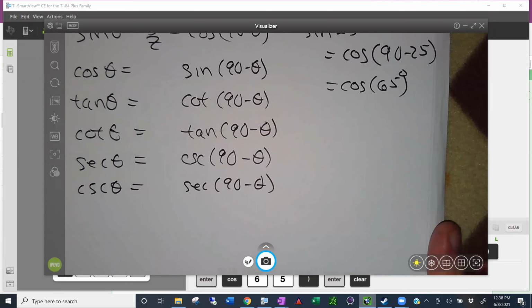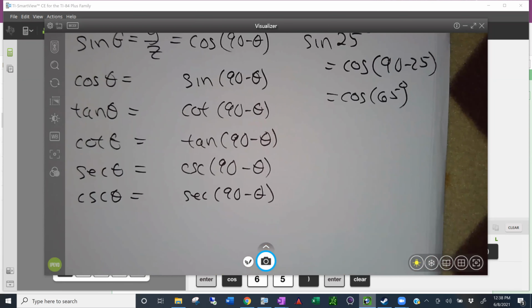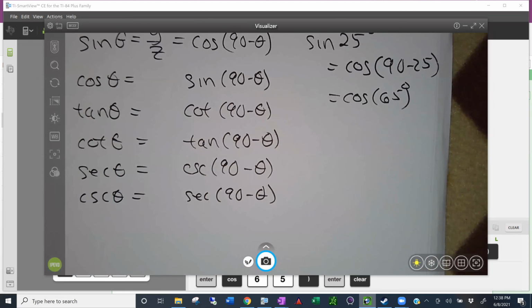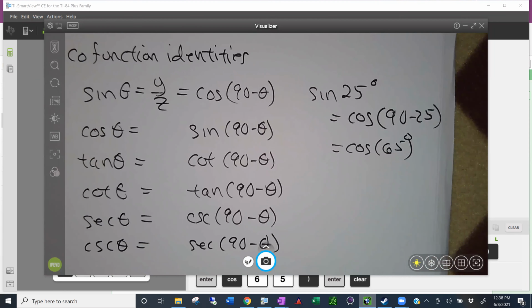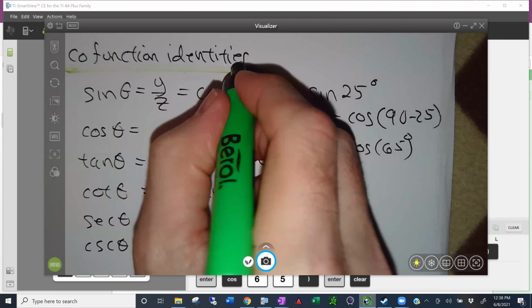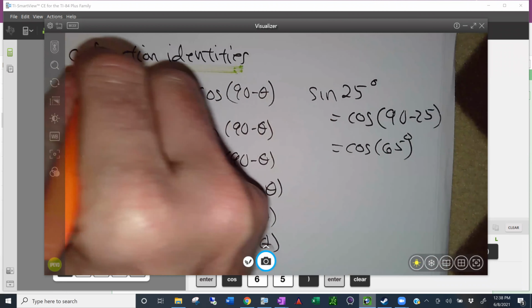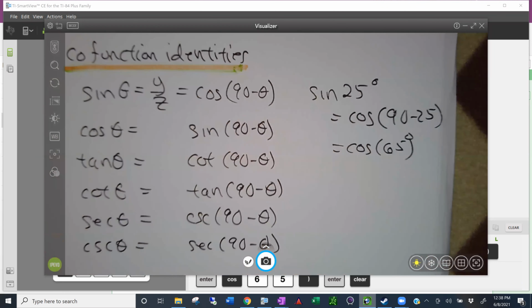What you need to get sensitive to is angle pairs that add up to 90 degrees. If they do, you've got a cofunction identity involved. So if you've got yourself a little sheet of identities or formulas, you might want to add this to the list, just so that you can glance at it.